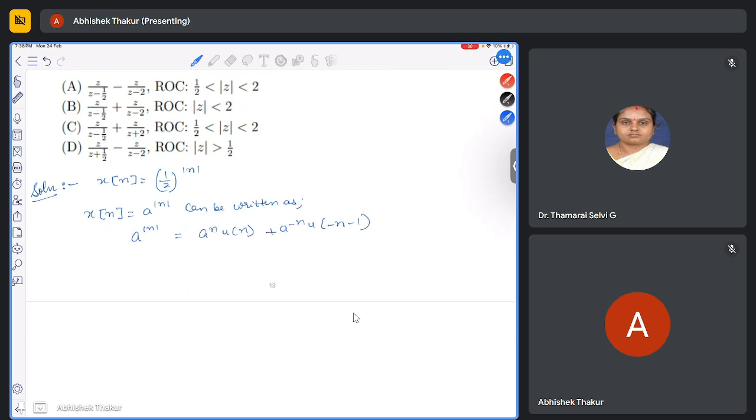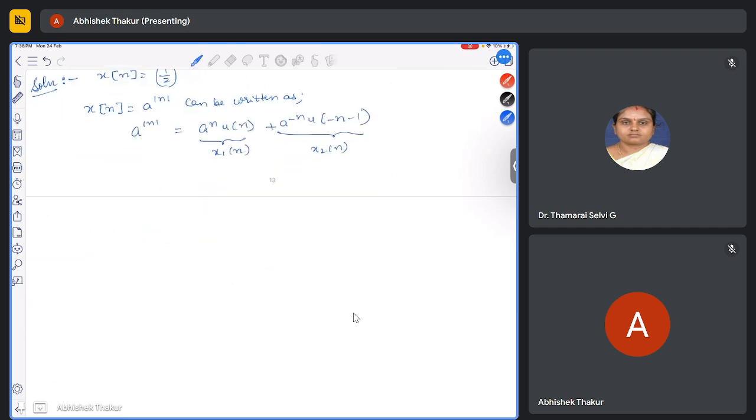So now let's evaluate the Z transform. Let's suppose this is our x1(n) and this is our x2(n). So the Z transform of x1(n) is equal to z/(z - a), and the ROC will be mod of z greater than mod of a.